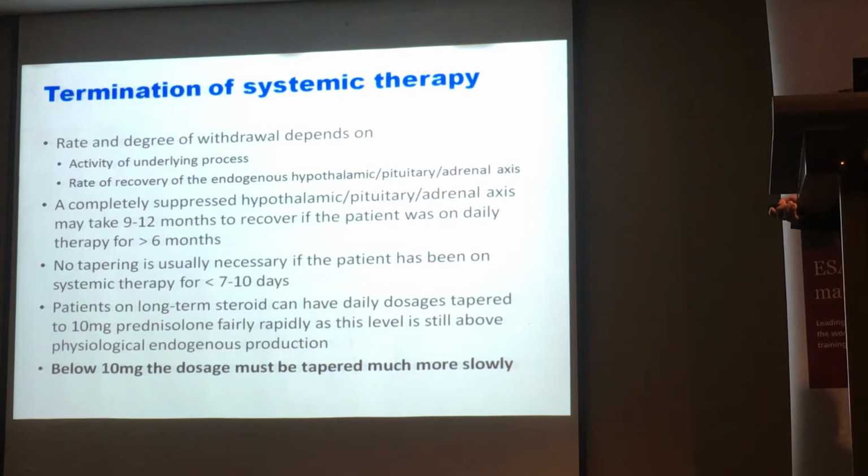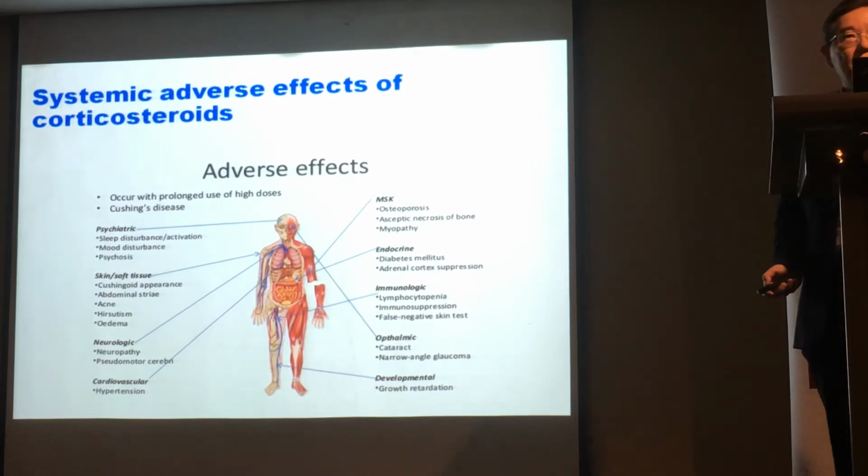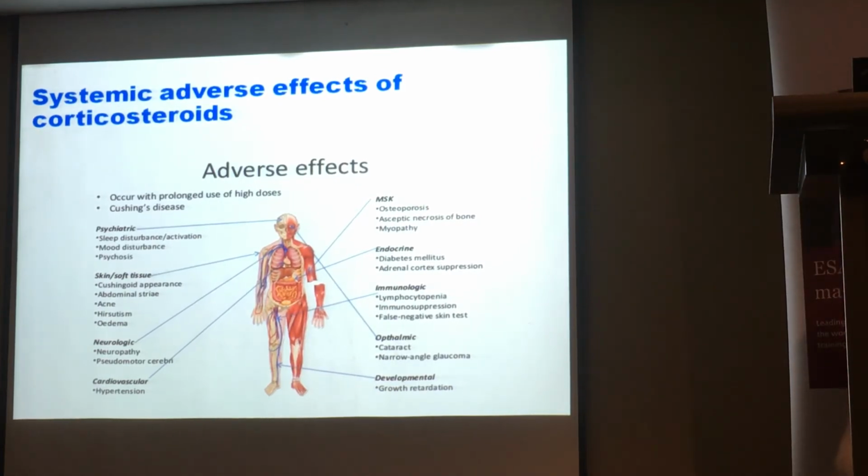And when you stop, depending on how long the patient has been on and what dose, you have to taper fairly rapidly, but the last bit, 10 milligrams and less, slow it down a bit. Okay? Because your endogenous level of cortisol is above 10. So you can reduce it to about 10, no problem. But below 10, slow down the tapering. I don't think I need to remind you of all the myriad systemic adverse effects of systemic corticosteroids.